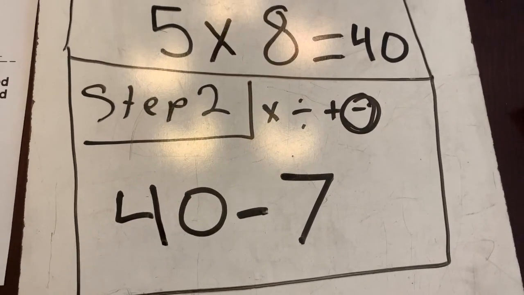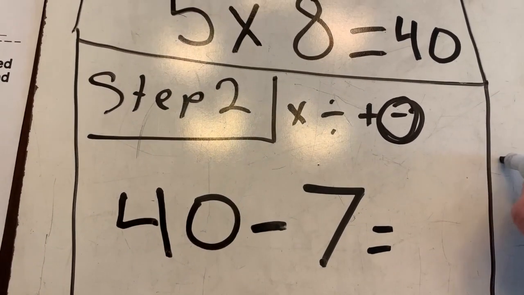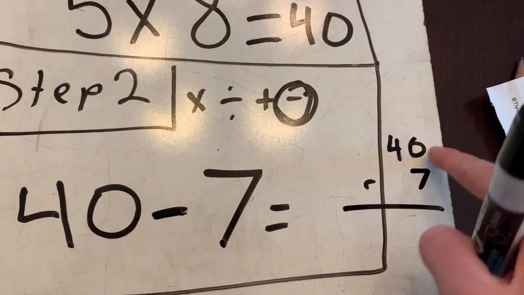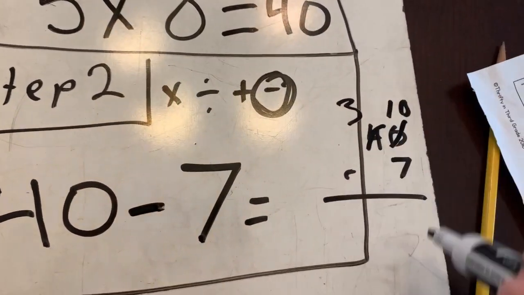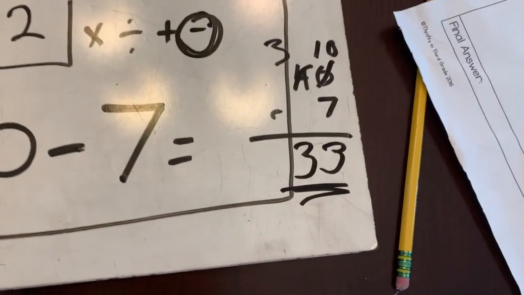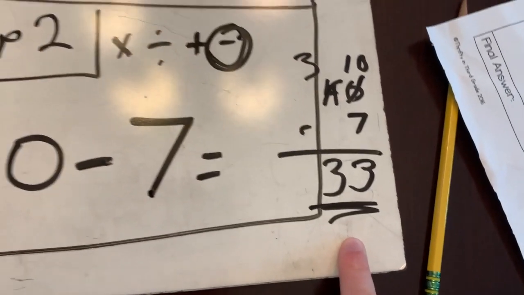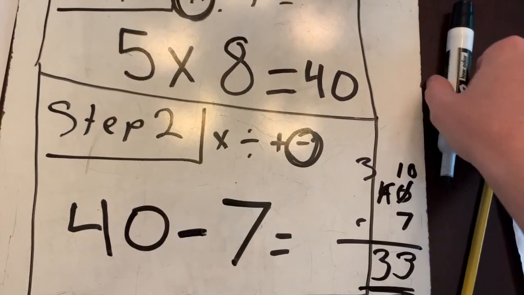Yes, it will. Let's subtract 40 minus 7. 0 minus 7, can't do it. Now I can. How many lip glosses did Yolanda have left? 33. Notice how we went one step at a time until we got our answer. You will take this answer, come write it here on the line.